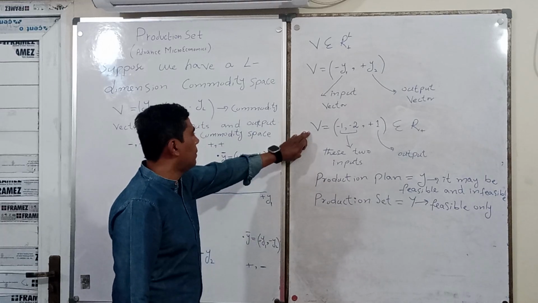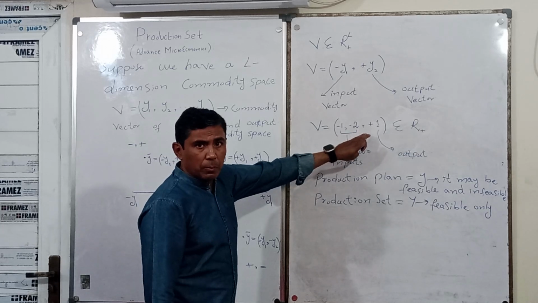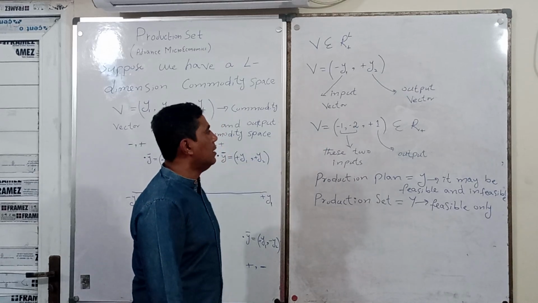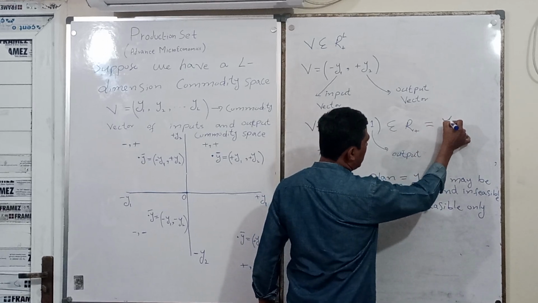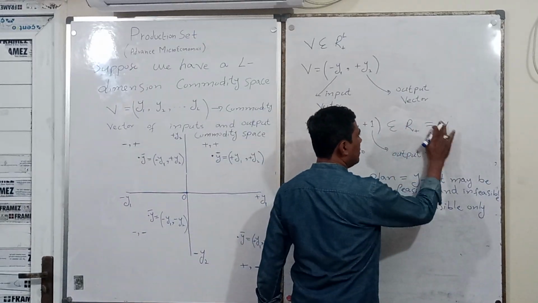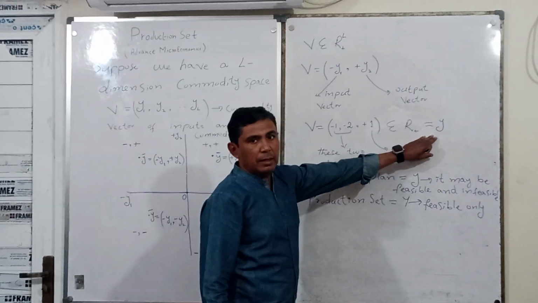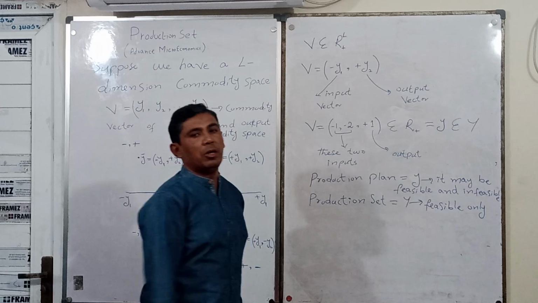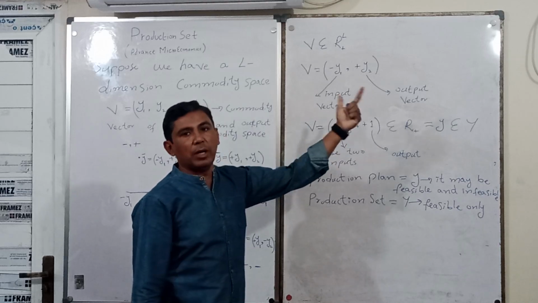Now look at this one. Here you have some inputs and output. It means that this is a part of a feasible production plan. So we can say that it is equal to capital Y, right? Or we can write here, this is a part of a production plan which belongs to the production set, because we utilize here two inputs and get one output.